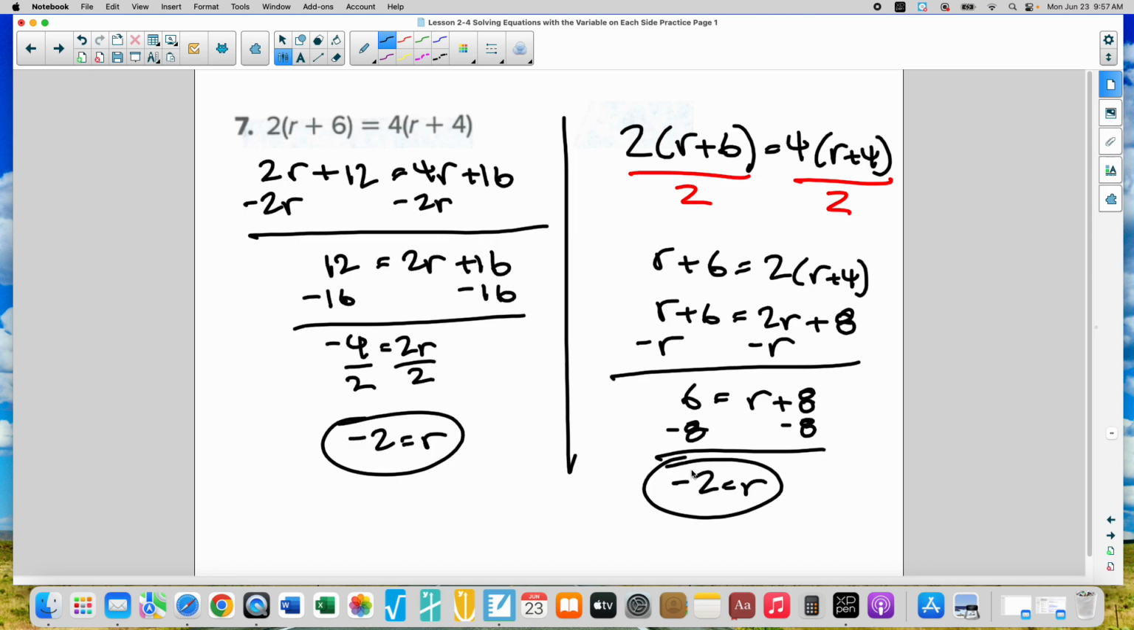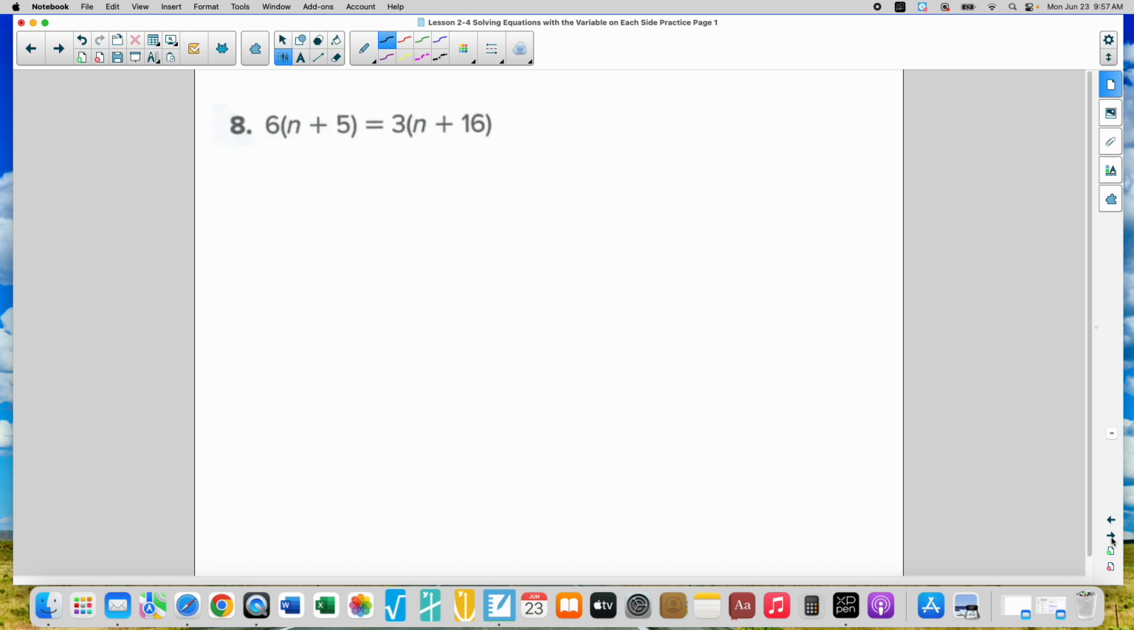Not a lot of students would use this, but because these are factors of each other or multiples of each other, it works. Here's another example, but we'll just use the distributive property. 6 times n is 6n. 6 times 5 is 30. 3 times n is 3n. 3 times 16, well, I know it. When I have 3 times 16, that's just like 3 times 10 plus 6. So that gives me 30. This gives me 18, so it would be 48. 3 times 16 is going to give me 48, so plus 48.